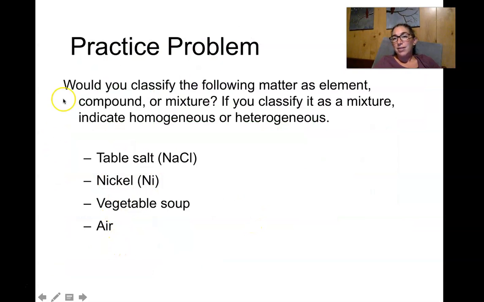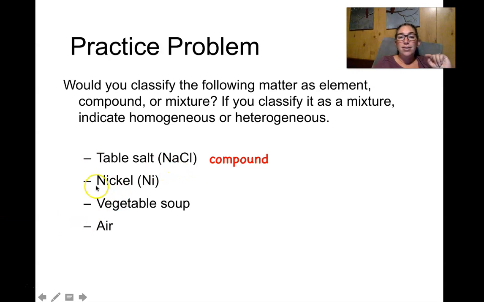Let's do a quick practice problem. It just asks you to classify the following matter as element, compound, or mixture. If you classify it as a mixture, then indicate whether it's homogeneous or heterogeneous. So table salt, and the formula for table salt is sodium chloride, NaCl. So it's one atom of sodium and one atom of chlorine bonded together. So it's two elements combined to form one thing. That's the definition of a compound.